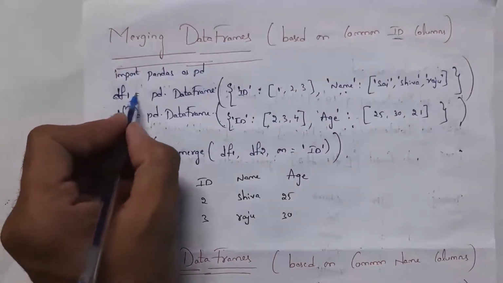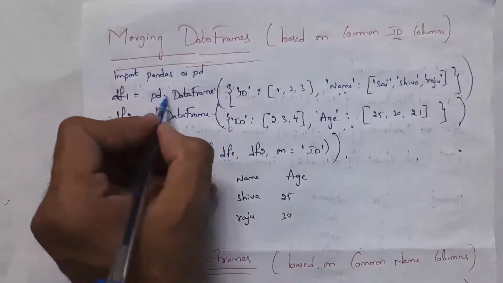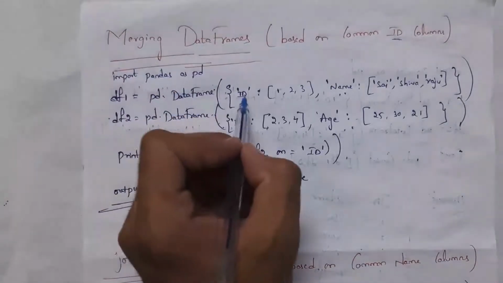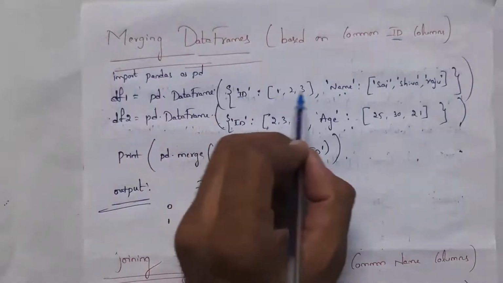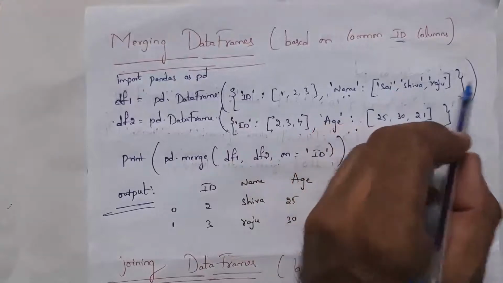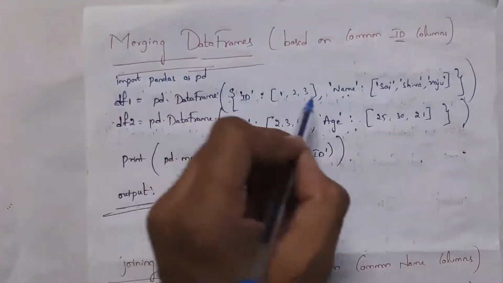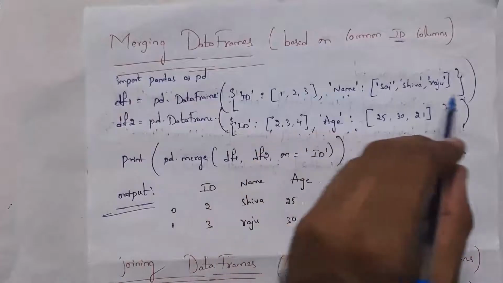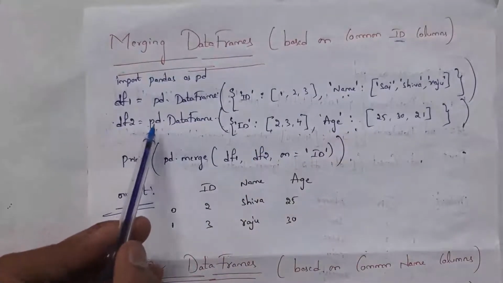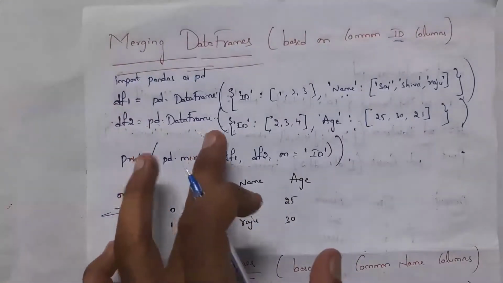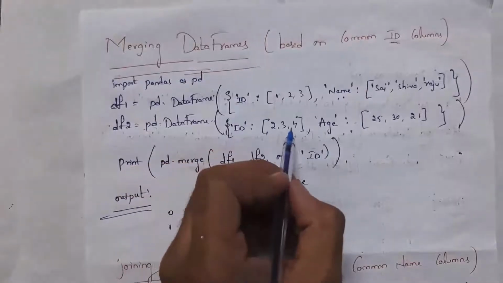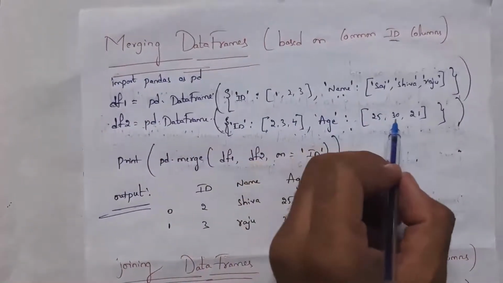So data frame 1 is equal to pd.DataFrame. Inside DataFrame I'm passing a dictionary. So the key is ID and there is a list of values 1, 2, 3, and similarly the next key is name and these are the values Sai, Shiva and Raju. So ID is a column name and these are its values, and name is a column name and these are its values. And next I'm taking another variable name, that is df2, equal to pd.DataFrame. Inside DataFrame I'm taking a dictionary. So inside curly braces write ID 2, 3, 4 and age 25, 30 and 21.